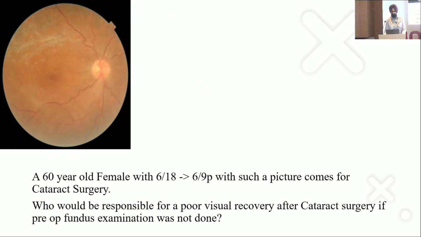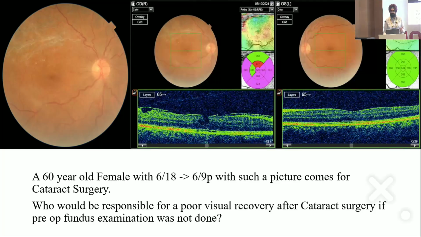We had a 60-year-old female who came to us with a vision of 6/18. On pinhole, she improved to 6/9 partial. Had fundus not been examined, had OCT not been done, who would be responsible for the poor visual recovery after cataract surgery? She basically had a lasered BRVO with an ERM with a lamellar macular hole. She was given an option of a combined surgery versus cataract and observation. She chose only cataract surgery. We observed the ERM for now.